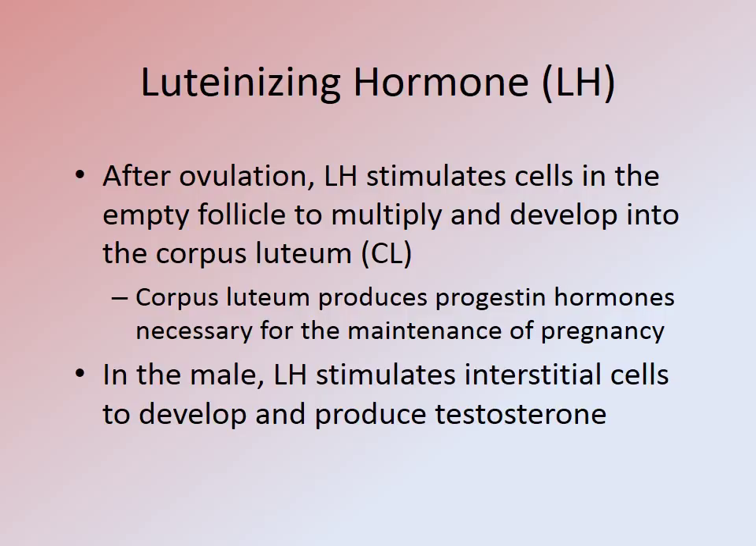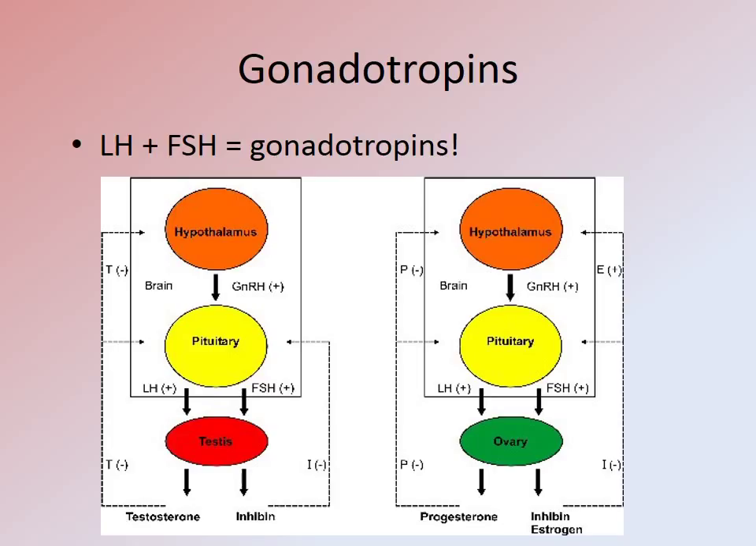In males, the luteinizing hormone stimulates interstitial cells to develop and produce testosterone within the testicle. Sometimes you'll hear a term called gonadotropins, and that is simply the luteinizing hormone and the follicle stimulating hormone, and how it all works together. So we can see here how the endocrine system will release the follicle stimulating hormone and the luteinizing hormone, and they work together to create spermatogenesis and oogenesis. And testosterone and progesterones, of course.